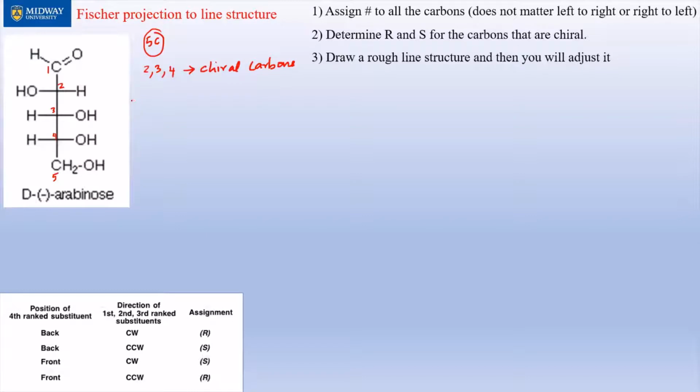It doesn't matter whether the hydrogen in the flat line is on the left side or the right side. Left or right, we're going to assume the hydrogen is always in the front position, just to make our life easy, so we can determine R and S. So this is front.